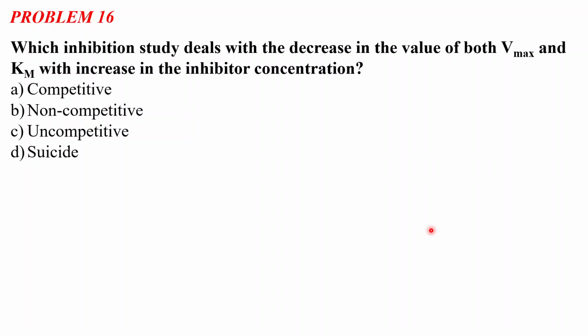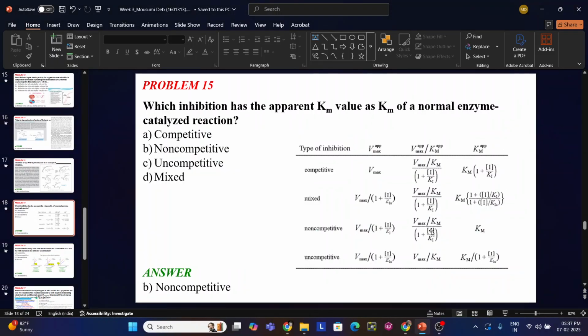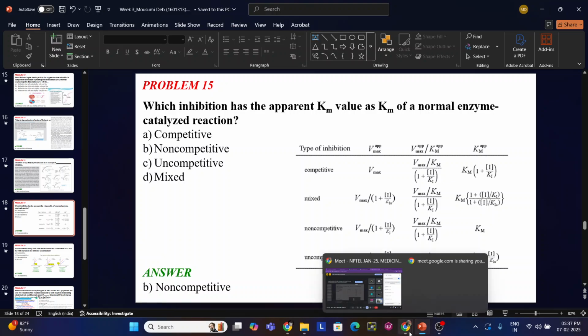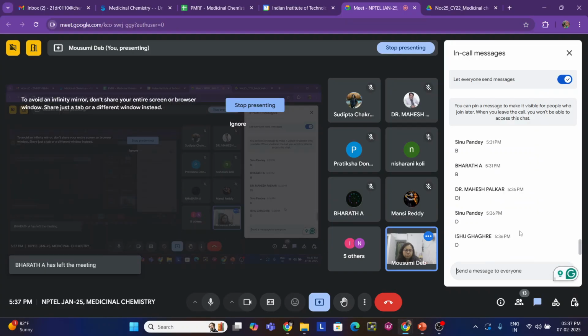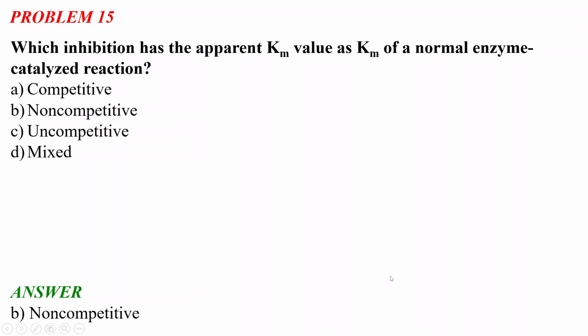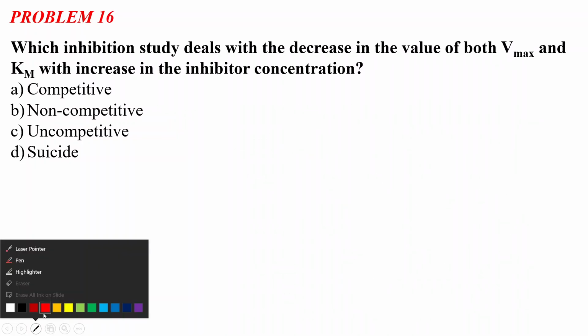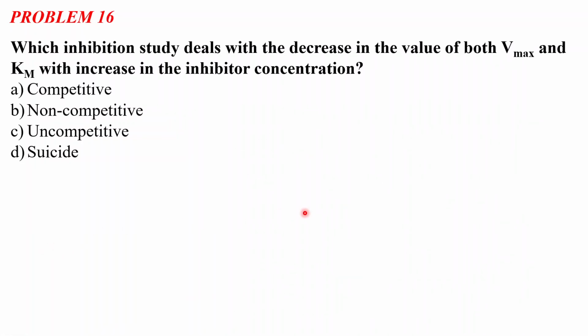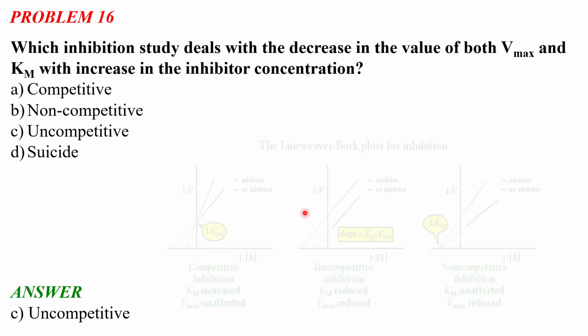Let me check the chat box. Okay, I have received 3 answers and all 3 are saying it is number D. Okay, let me check. So the correct answer is number C, uncompetitive inhibition. Uncompetitive inhibition deals with the decrease of both Vmax and Km with the increase of the inhibitor concentration.